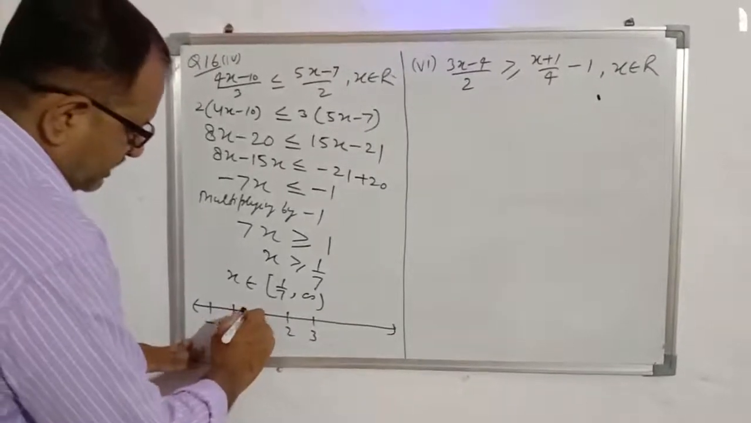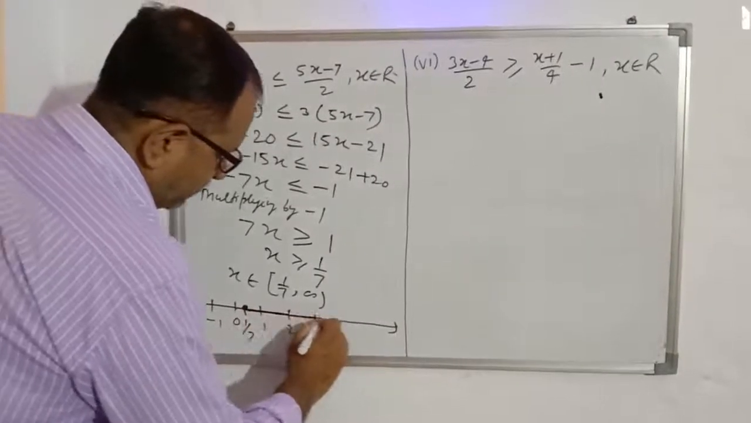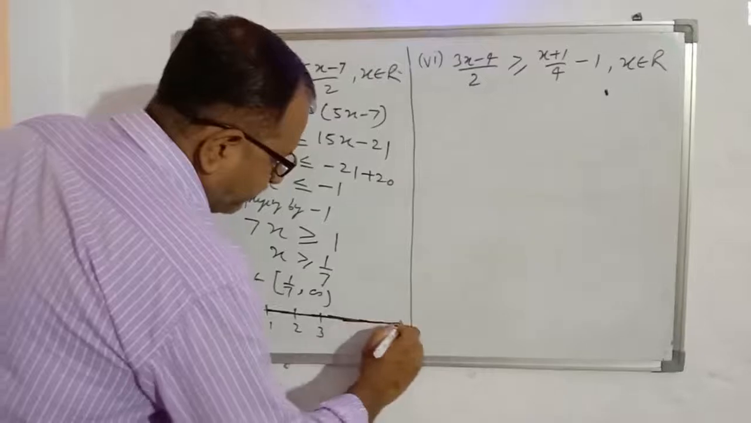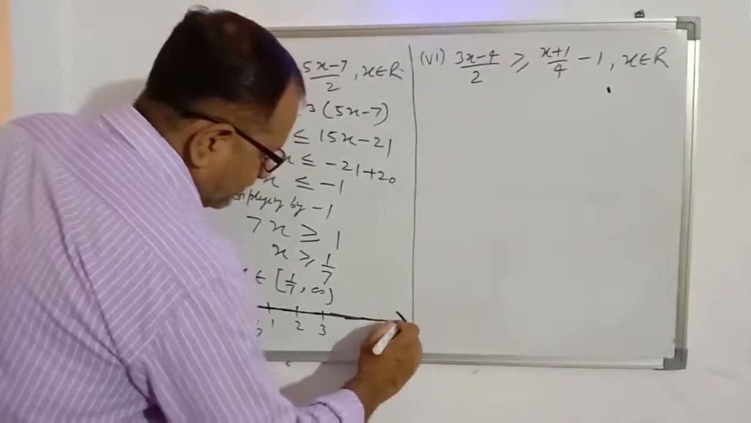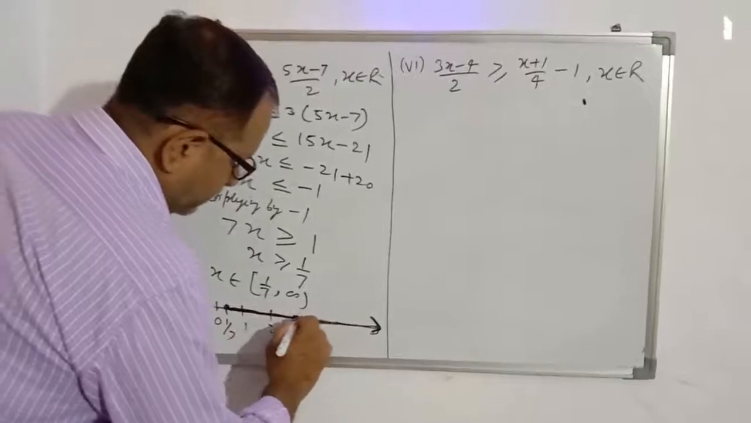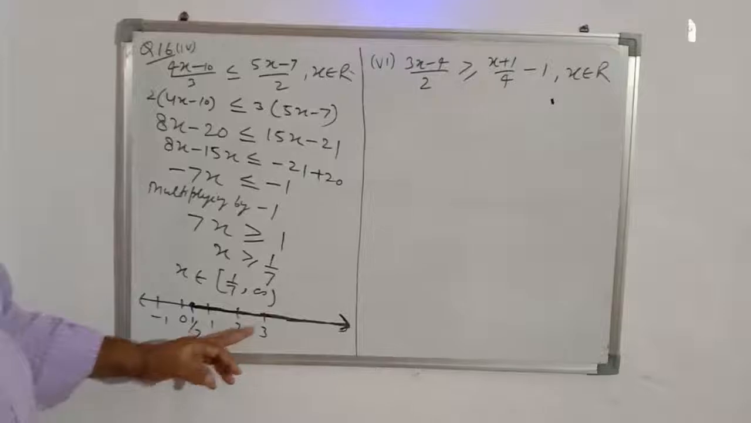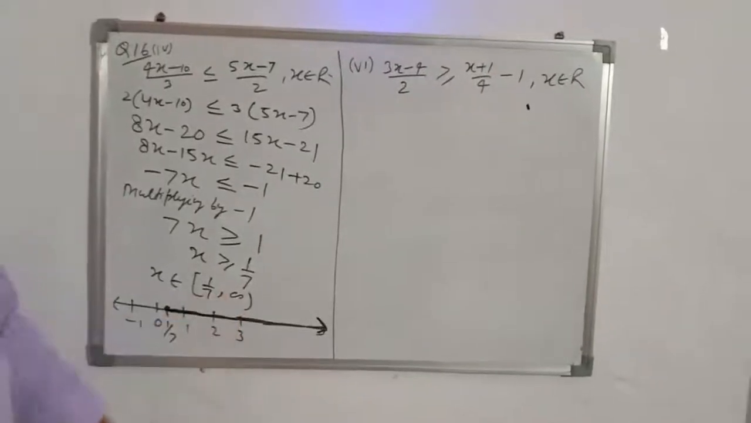Right side numbers are greater than left side numbers. So from 1/7 we will make the line dark and bold, including the arrow like this. So dark and bold the line after 1/7. So it represents the solution set.